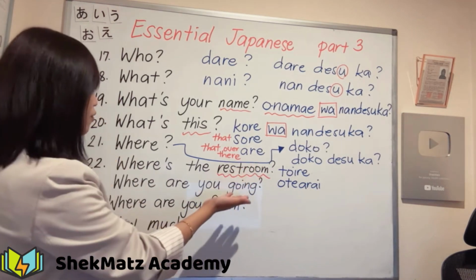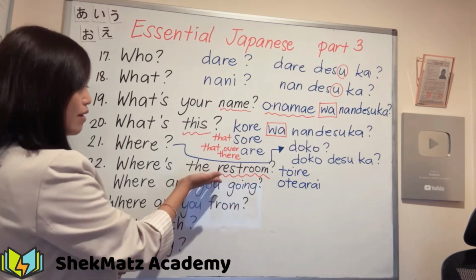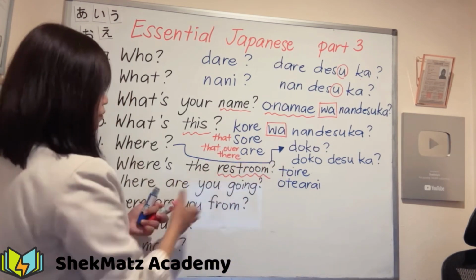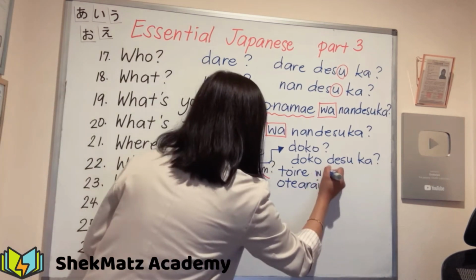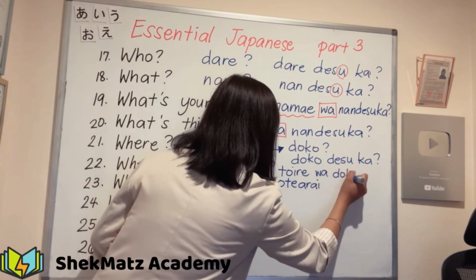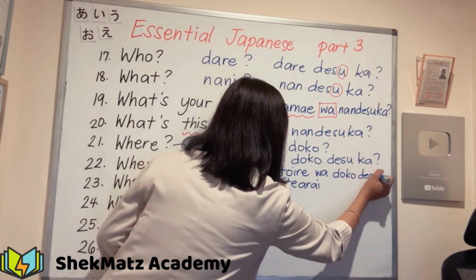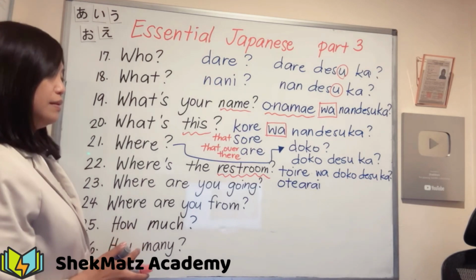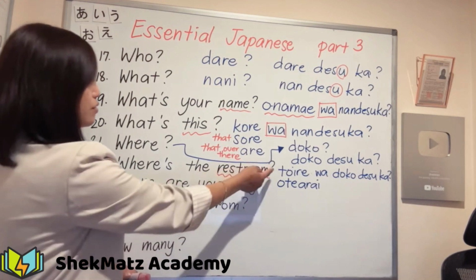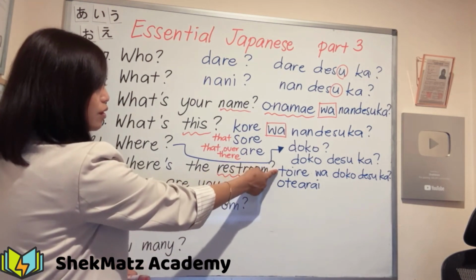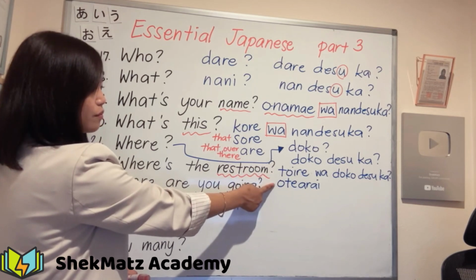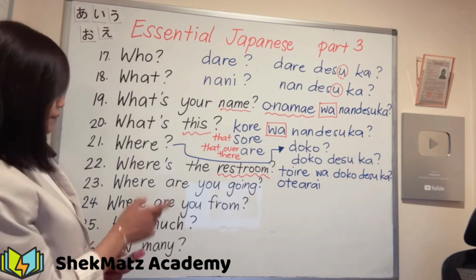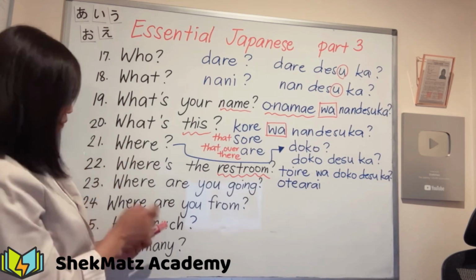Now, you want to ask where is the restroom, the washroom, the toilet? Then that will be トイレはどこですか？ Toire wa doko desu ka? Okay. Alright. So again, where's the restroom, トイレはどこですか？ or the washroom, お手洗いはどこですか？ Alright. Okay. Next, number 23.